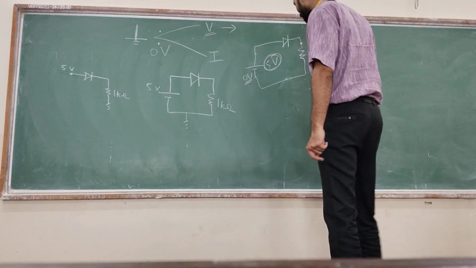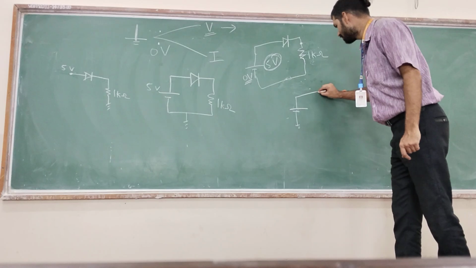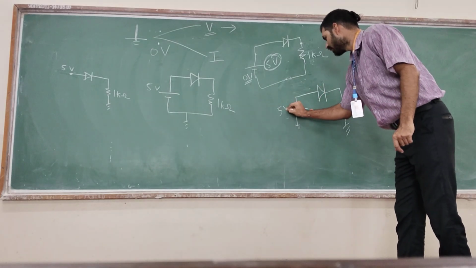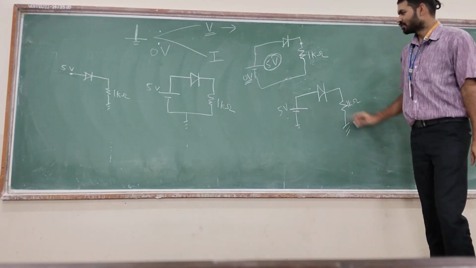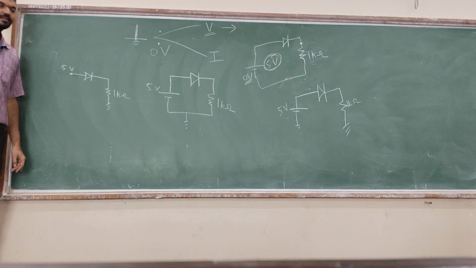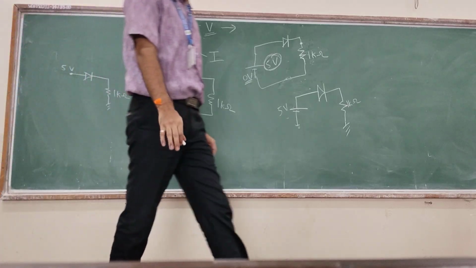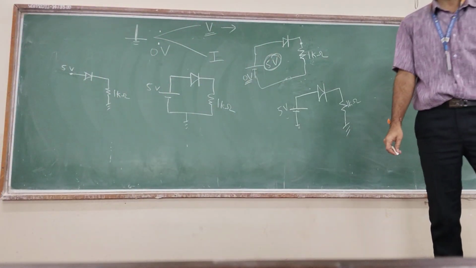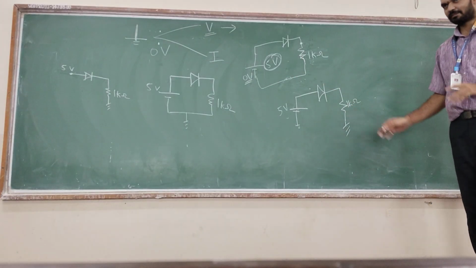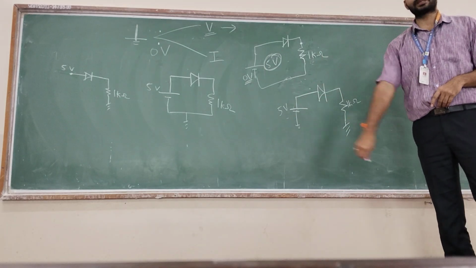Okay. And one more circuit I can draw to confuse you all. Five volts. This is again 1 kilo. So 1, 2, 3 and 4. 4 circuits you are seeing. Now my question is, what is the difference between these 4 circuits? Whether they are same. If they are same, why they are same? If they are not same, why they are not same?